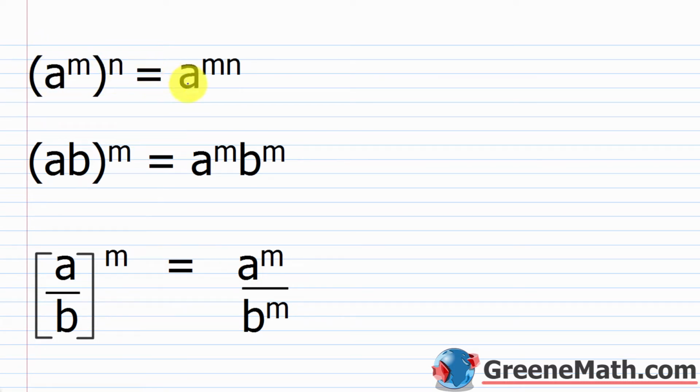This is equal to a to the power of m times n. So in other words, if I have a power already, and I raise that to another power, it's called the power to power rule, I keep the base the same, and I multiply exponents. So if I saw something like 2 cubed, and I squared this, 2 would stay the same, and I would multiply 3 times 2 to give me 6. So this would be 2 to the 6th power.